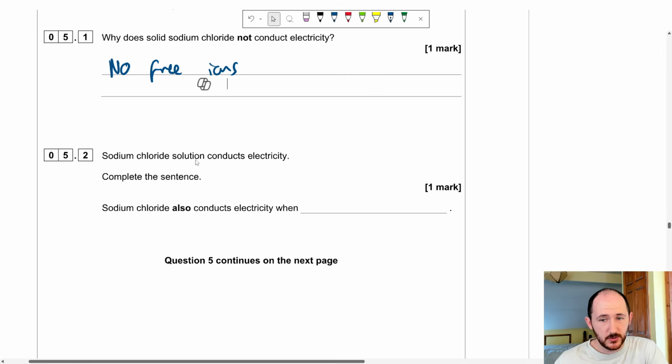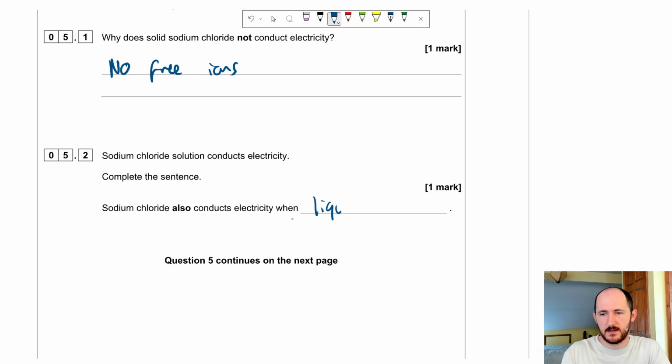Sodium chloride solution conducts electricity, so when it's dissolved. Complete the sentence. Sodium chloride also conducts electricity when it is a liquid, or you can say molten. Remember, molten and liquid mean the same thing. A molten substance is just a liquid that's really hot. So for example, if it's a rock or a metal traditionally, then when you melt it becomes molten, but it is just a liquid.